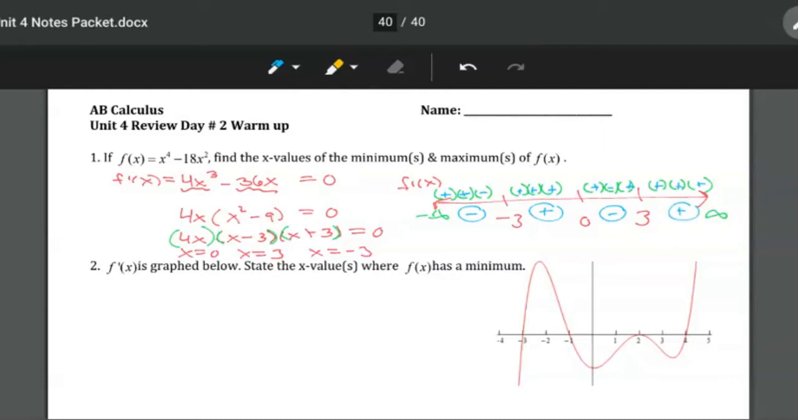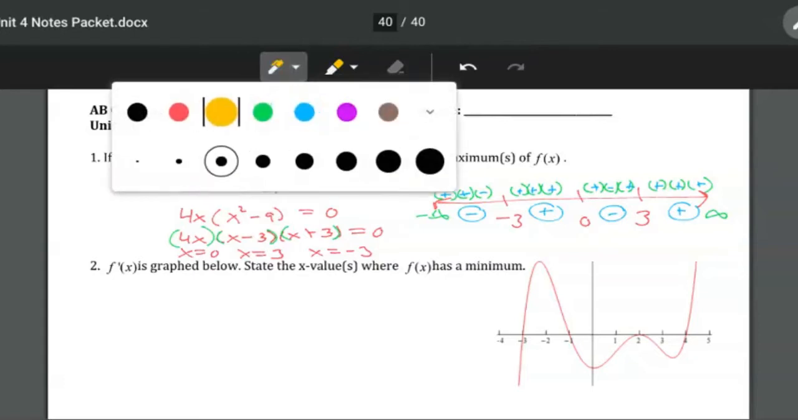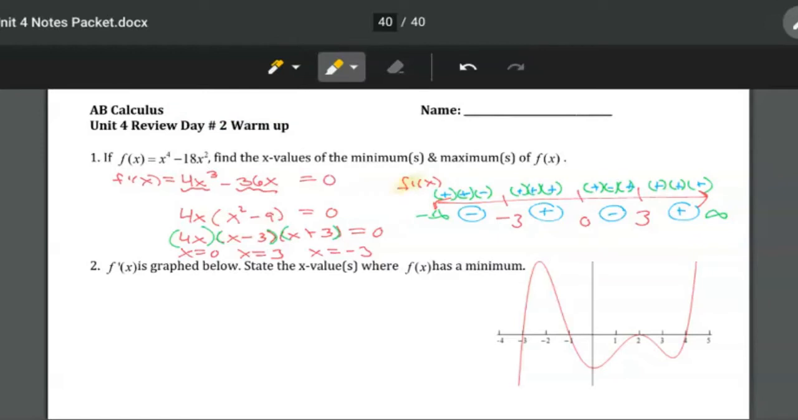All right, so we're supposed to find the x values of the mins and maxes. So we need to look at, if our derivative changes from negative to positive, that means we have a minimum. If our derivative changes from positive to negative, we have a maximum at 0. And then we have another change from negative to positive, so that would be another minimum.